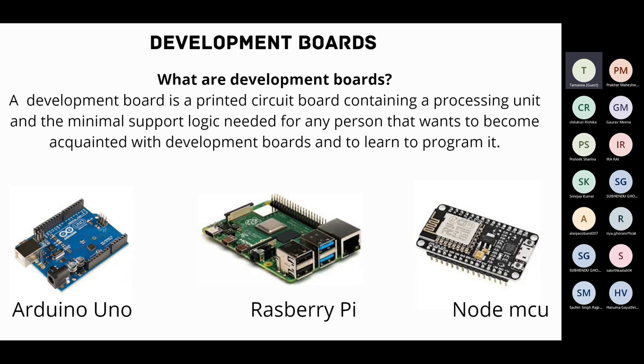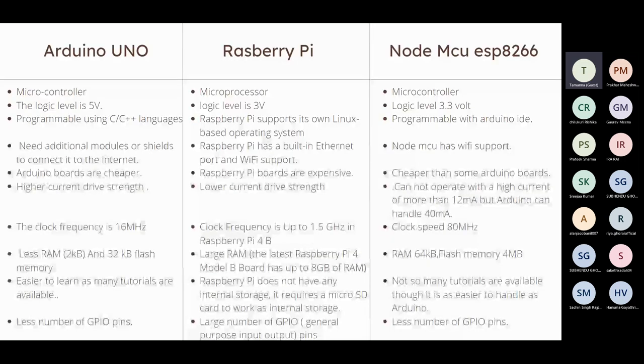The reason that we need to learn the differences between the three is that the features of all the development boards are different. We need to have some knowledge of at least the commonly used boards so that we can find the most suitable board for our task. So we'll compare Arduino Uno, Raspberry Pi, and NodeMCU. Arduino Uno and NodeMCU are microcontroller development boards, while Raspberry Pi is a microprocessor development board.